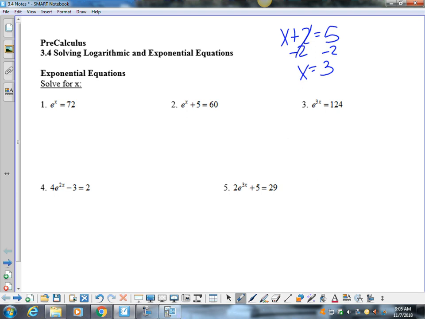Now, e's and ln's are a special pair. ln is base e, right? So if I have an e, like I do in number 1, I'm not just going to log it, I'm going to ln it, because ln is natural log, right? It is base e. So for e's, I go natural logs. So this is e to the x equals 72. That's exponential, so I'm going to log it. Here's what you write: I'm going to ln both sides.